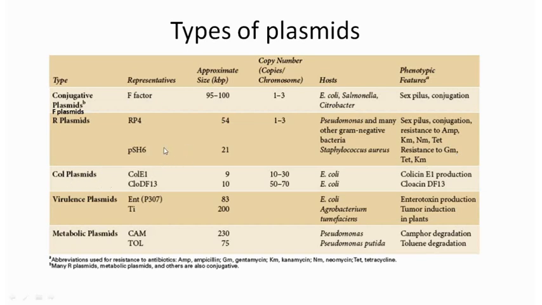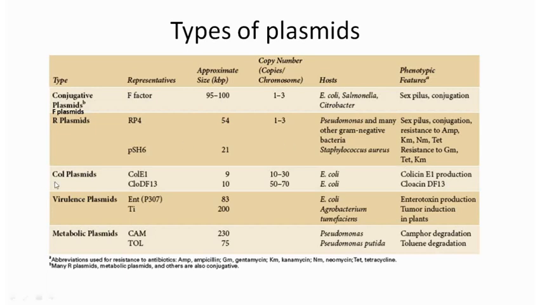So different R plasmids will have a different capacity for antibiotic resistance. The next one is the col plasmid, for example, the P-col E1 or CLO-DF13. They have a relatively small size, 9 to 10 kilobases, but the copy number is of medium range. They're found in Escherichia coli, and they are colicinogenic plasmids. They produce colicins or cloacins, which are capable of inhibiting or killing other related bacteria.